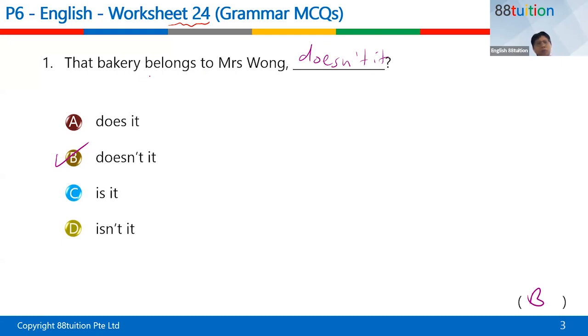So this one, belongs to, does not have any negation. Negation means not. So therefore, there will be a not here if, let's say, you don't have a negation here. That bakery belongs to Mrs. Wong, doesn't it? I think this is easy because belong, right? Therefore, does it belong to Mrs. Wong? So that bakery belongs to Mrs. Wong, doesn't it? All right, so that's your answer B.